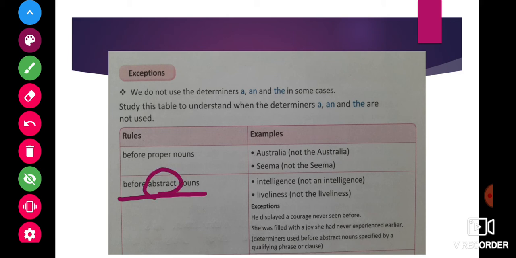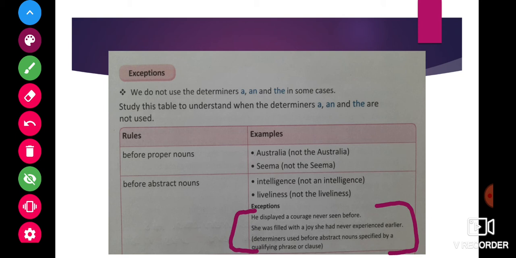Before abstract nouns. Now abstract nouns are qualities like intelligence and liveliness. We cannot use articles before abstract nouns like an intelligence is wrong, the liveliness is wrong, but there are some exceptions. For example, he displayed a courage never seen before. This is an exception. She was filled with a joy she had never experienced earlier. Determiners are used before abstract nouns specified by a qualifying phrase or a clause. Now in both these lines there is a qualifying phrase or clause.